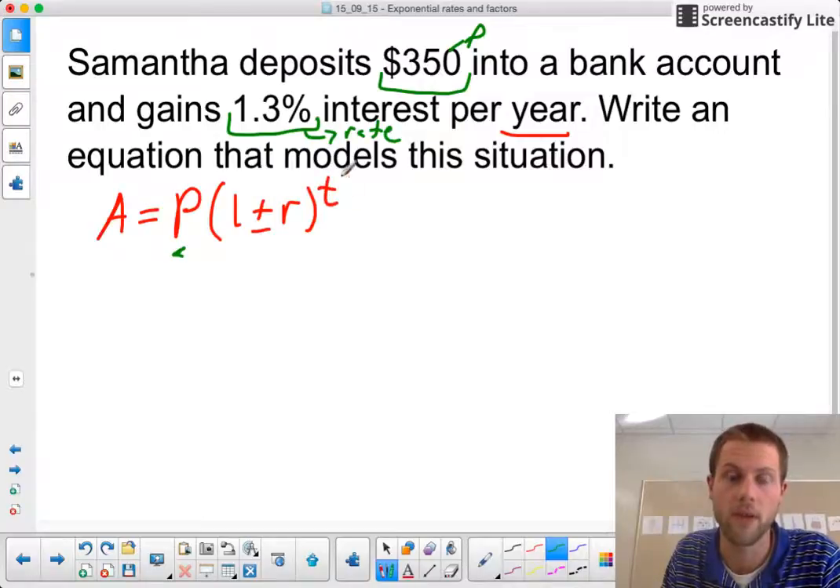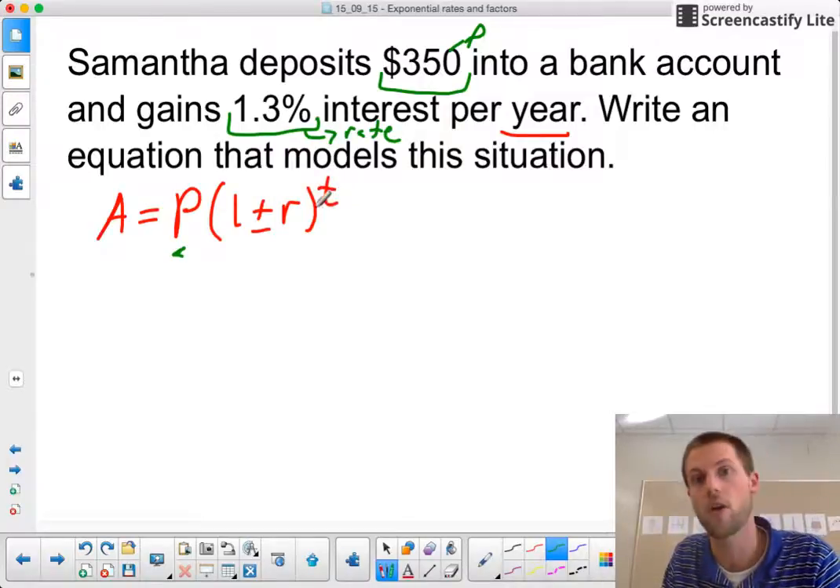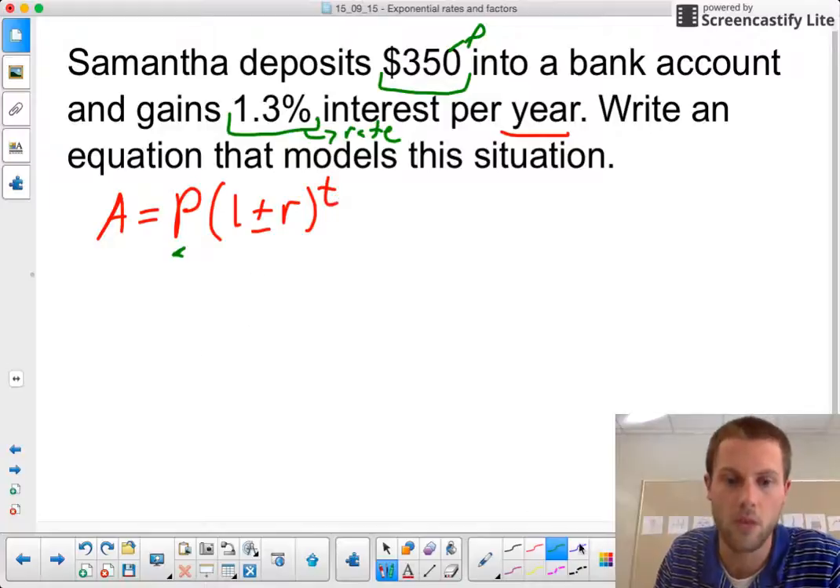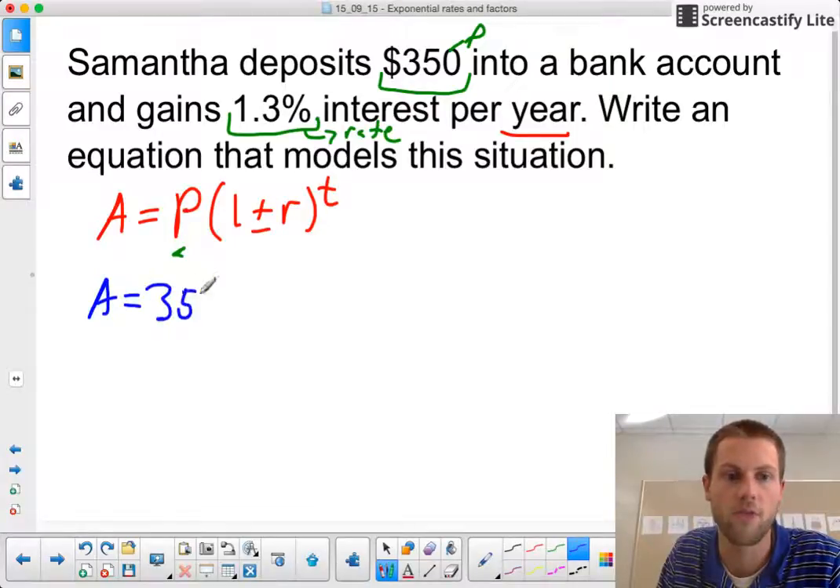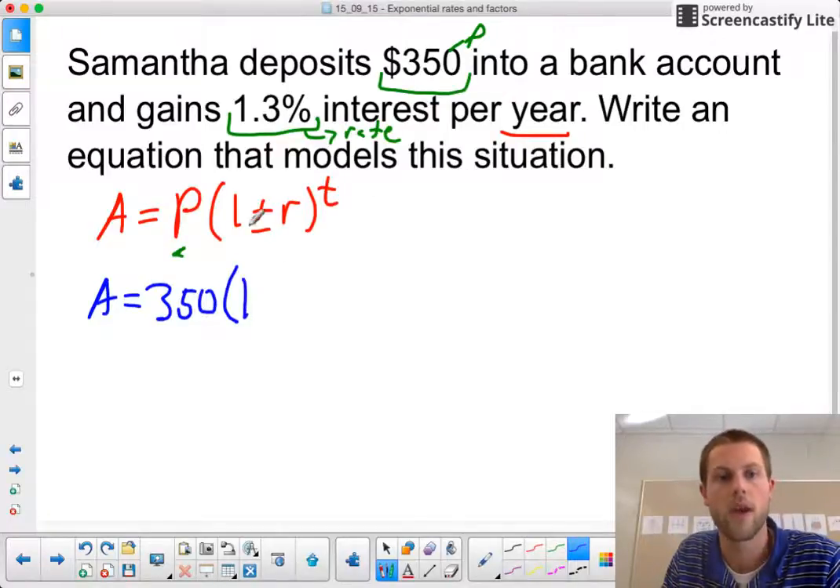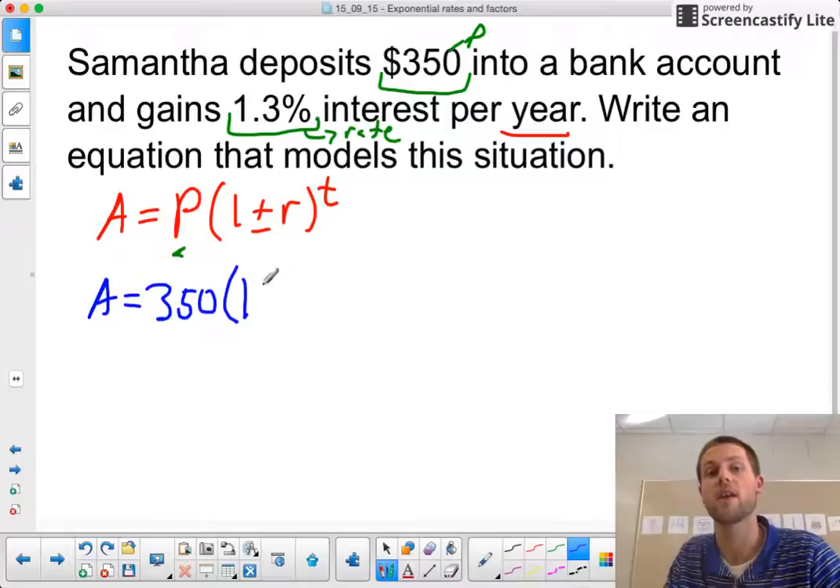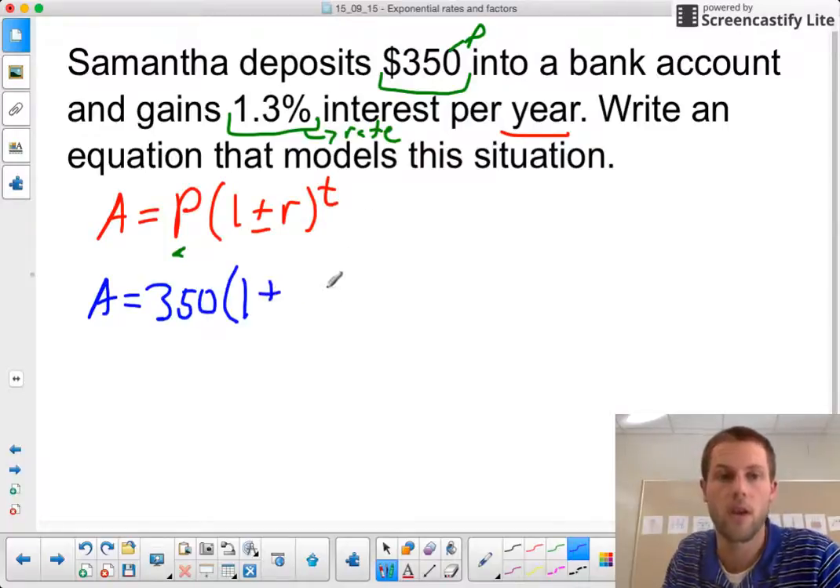Right now, I'm not given a specific amount of time, so that's going to stay a variable. And I don't know the amount that this bank account is going to be equal to since I'm not given a time. So all we're doing is setting this thing up. So I have A is going to equal my initial deposit of $350 times 1. Now, we have to ask, are we going to be adding our rate or subtracting our rate? Well, this is a gain of 1.3%, so I'm going to be increasing my rate, and I'm going to raise all that to the t power.